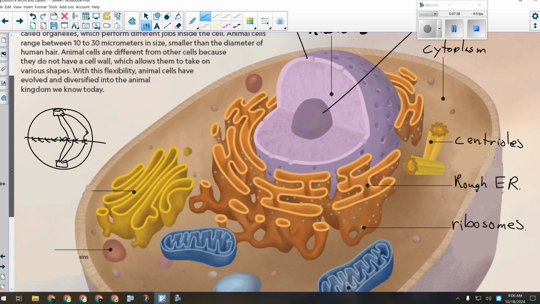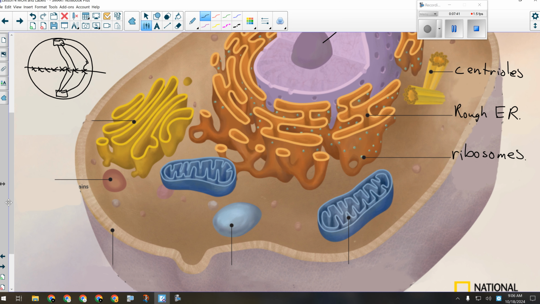All right, what are the blue sausage-shaped things? Mitochondria, right. Okay, so the mitochondria do what? Assist in cell respiration. Right. They carry out cellular respiration, which is where the glucose is converted into energy.